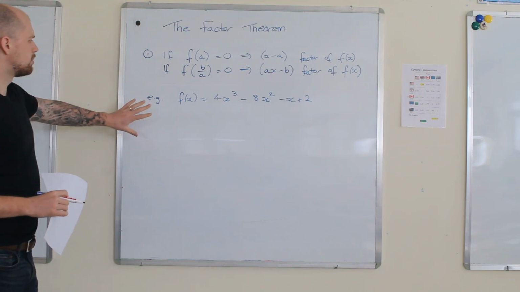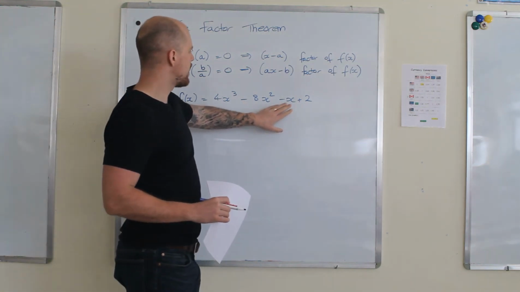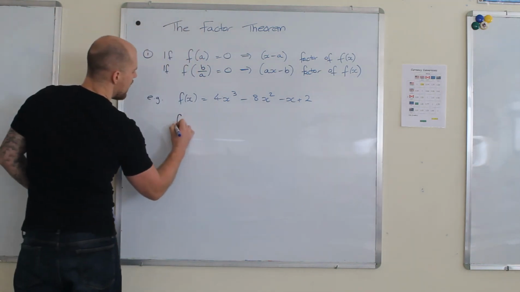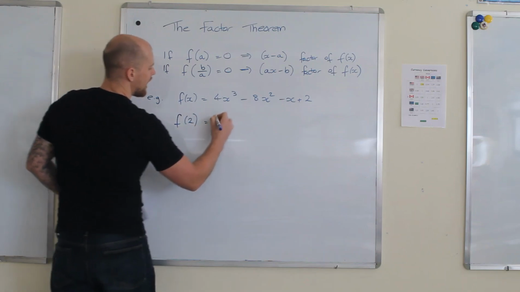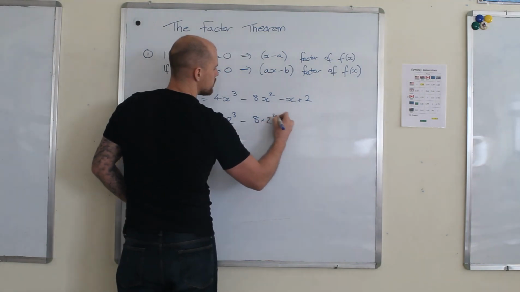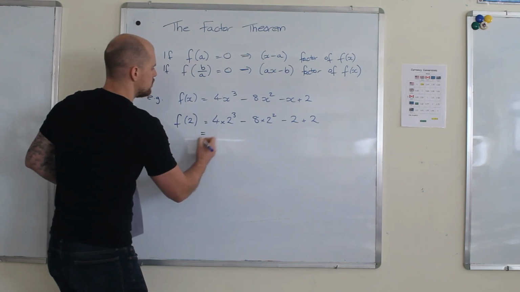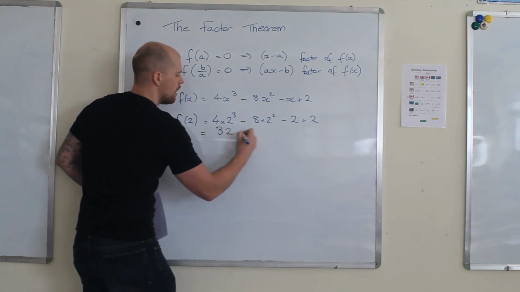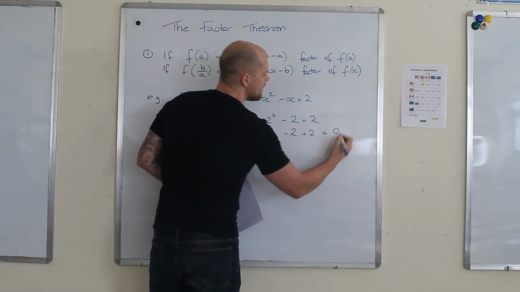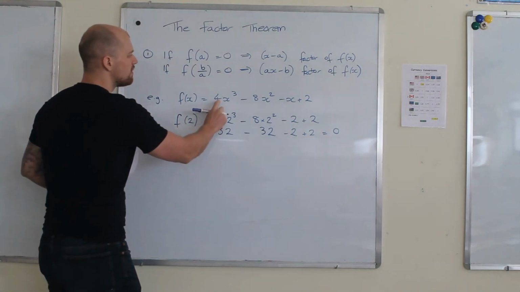So let's just take an example. I've got f of x is 4x cubed minus 8x squared minus x plus 2. Now what I'm going to do is take f of 2. So I'll calculate that and do 4 times 2 cubed minus 8 times 2 squared minus 2 plus 2. So 2 cubed is 8, that would be 32. I take off 32, I take off 2 and add 2. I indeed get 0. That means that x minus 2 would divide into this exactly.